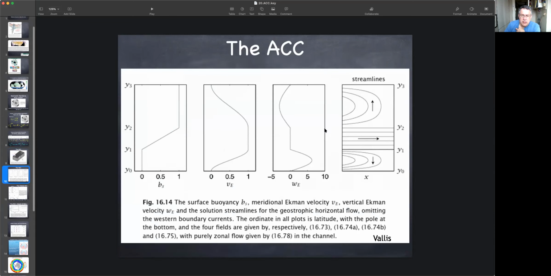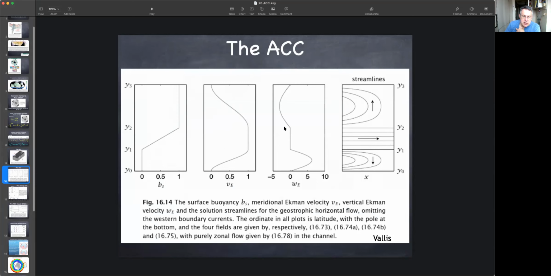And if we set up an idealized version of the ACC like this, with a gyre to the north, a gyre to the south, so maybe the Ross or Weddell gyres, and then a reentrant channel in the middle. And then we put, let's see, what this is the buoyancy forcing, so it's warm on one side, cold on the other.